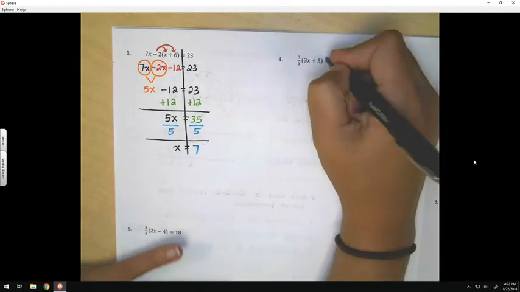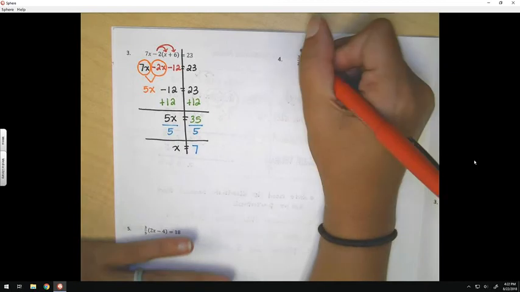We're going to go ahead and do 1 more example, and then we will save the last one for class tomorrow. So in the next problem, I'm going to draw a vertical line through my equal sign. Because there is a parentheses, I'm going to need to distribute.